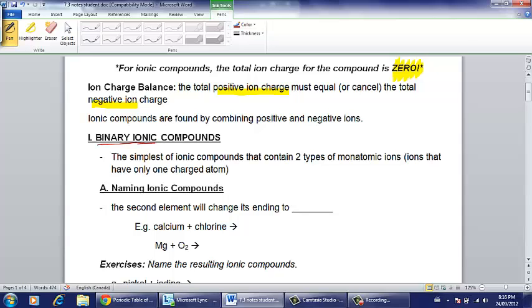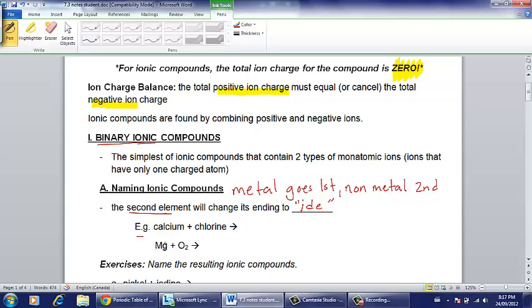Whenever you're naming ionic compounds, the metal goes first and the non-metal second. Remember that an ionic compound is made up of a metal and a non-metal. So the metal first, the non-metal second. And then we change the second element to end in I, D, E. The first one we just leave alone, but the second one we change.